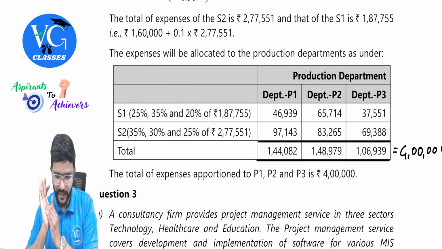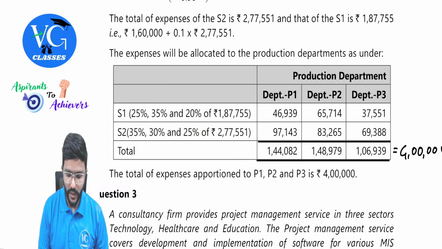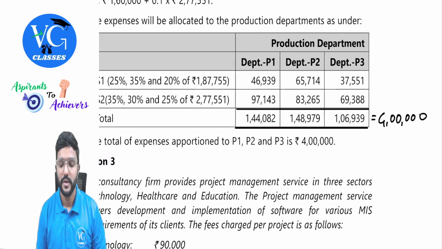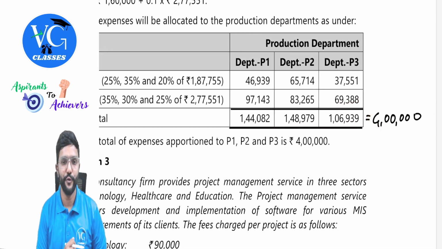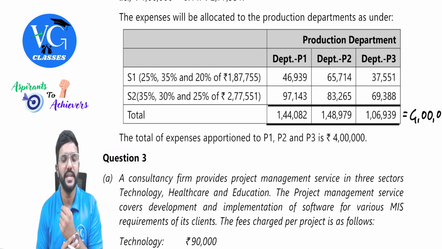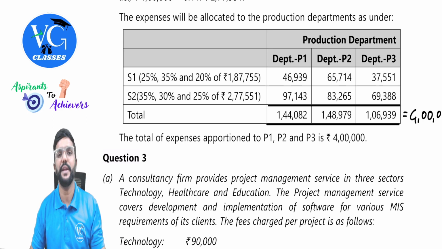So in total we will get this much for P1, P2, P3, guys. The total cost apportioned to the production departments is 4 lakh. The total of expenses apportioned to P1, P2 and P3 is 4 lakh. Actually, they have not asked the proper requirement. They have just asked part of the requirement, guys.